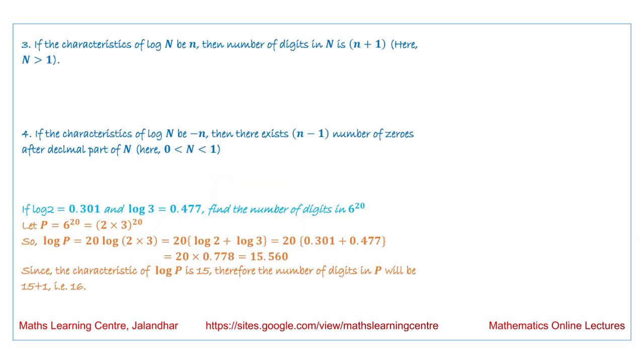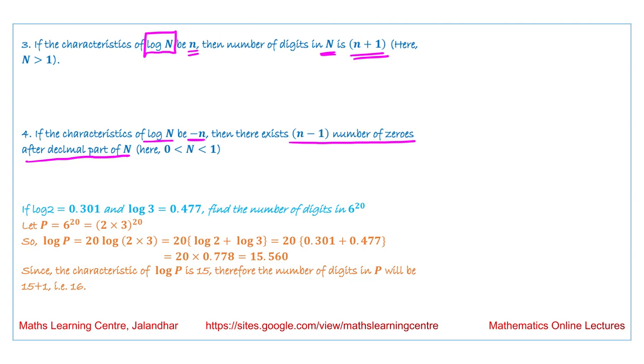Next, if the characteristic of log n is n, then the number of digits in n is n plus 1. This thing is clear from our previous case. And if the characteristic of log n is minus n, then there exist n minus 1 zeros after the decimal part of n. So these are just the converse results corresponding to our first two results.